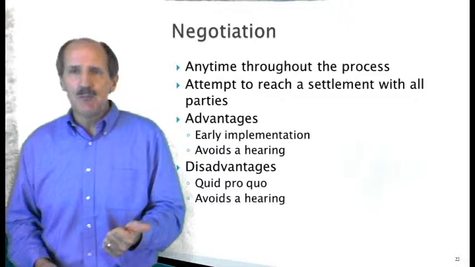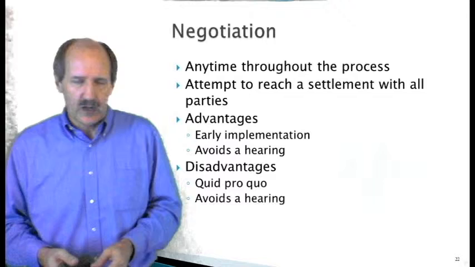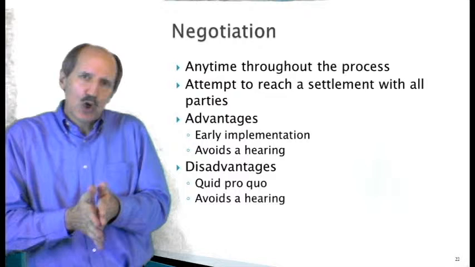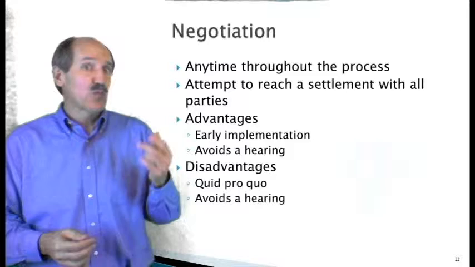The advantages for this typically can be early implementation for a utility. If you're asking for a $24 million annual rate increase, or that's what you think you can settle on, that means for every month early that you can settle this $24 million case, that's $2 million you're going to get every month. All right? And so that's worth $2 million a month to settle that case early.